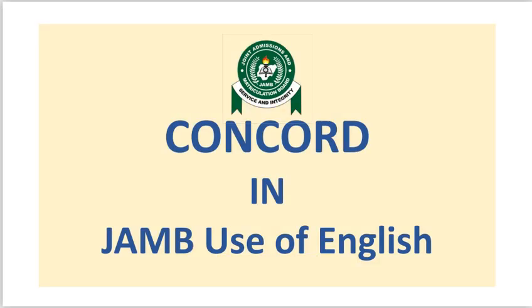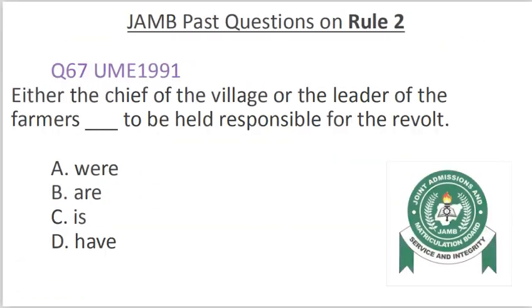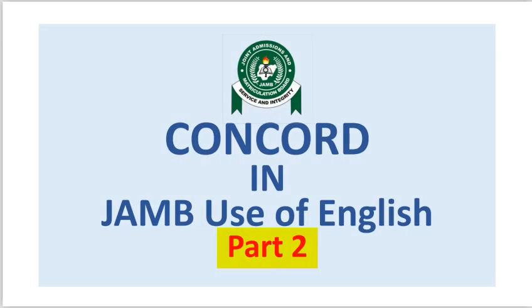In the first video we defined Concord. We said that it was the agreement between the subject of a sentence and the verb. Also, in that first video, we looked at rule 1 and rule 2. We also solved some past questions relating to those rules.